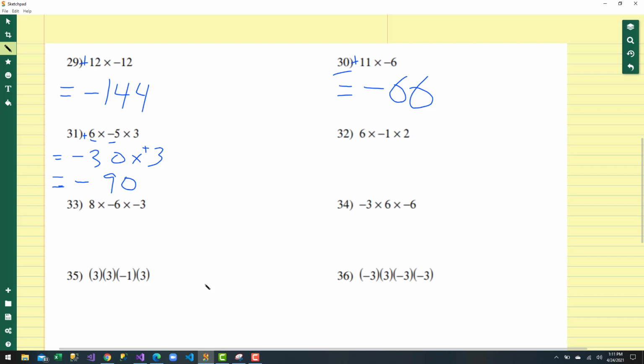We have a positive 6 times a negative 1. So remember, opposite signs when you're multiplying, answer is negative. 6 times 1 is 6.